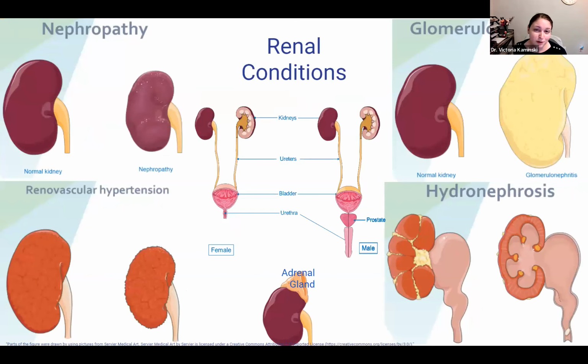So when we're talking about renal conditions, there are several different conditions. This is not a complete list here, but just some conditions to mention with some good visual aids. We have nephropathy, glomerulonephritis, renovascular hypertension, and hydronephrosis. Also on the bottom in the middle of your screen, you'll see the adrenal gland, which does live just above the kidney. And then the different renal pathways in a female versus a male patient.